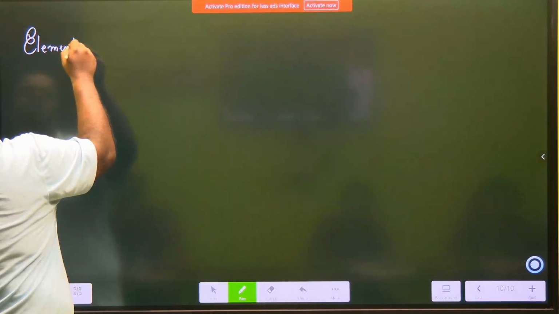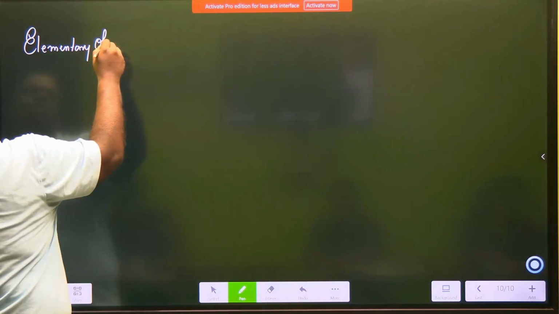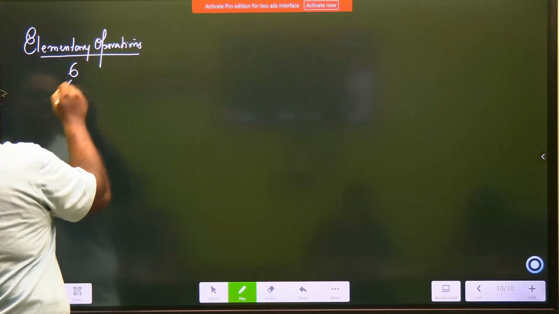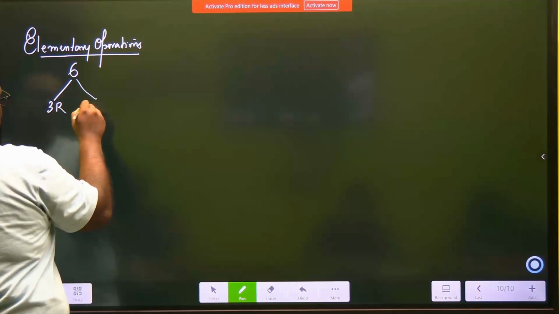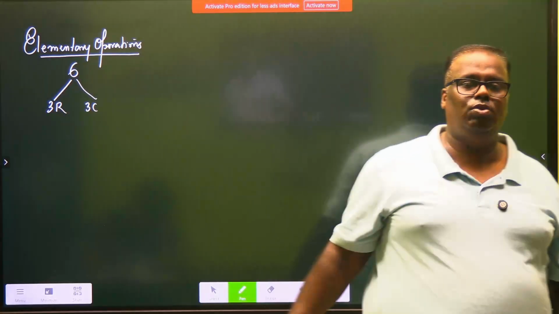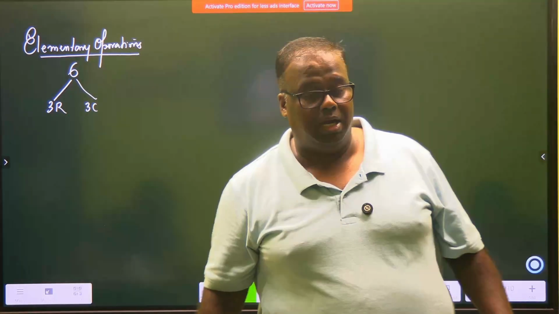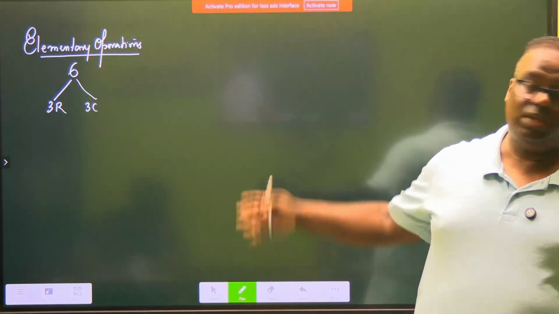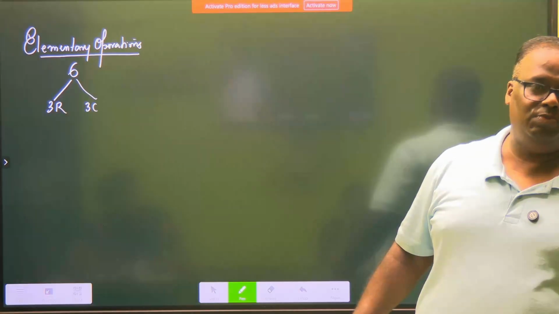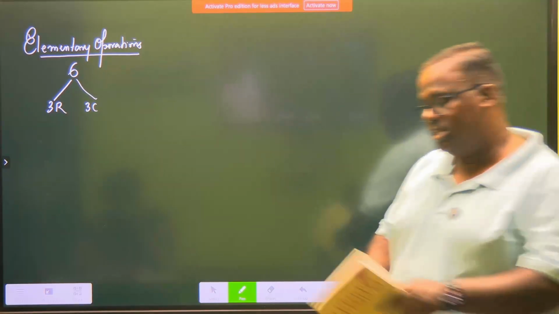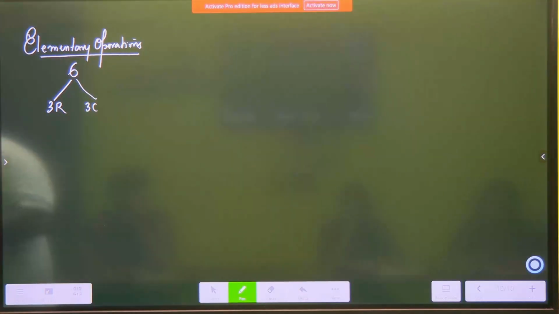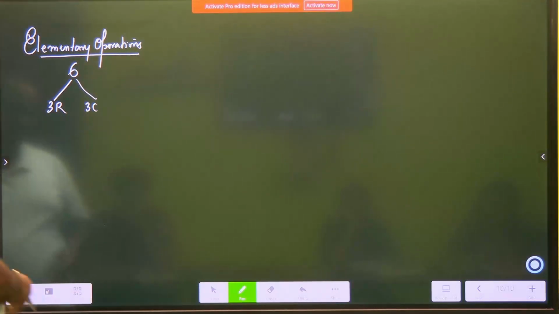Elementary operations. There are 6 elementary operations, divided as 3 for rows and 3 for columns. I already told you at the start of the class that a matrix does not have an overall value, but a determinant does have a value. So when you carry out these elementary operations, the overall determinant's value does not change. So let's understand what the elementary operations are. Now we will understand the operations only with respect to, say, columns, but they are applicable to rows also.